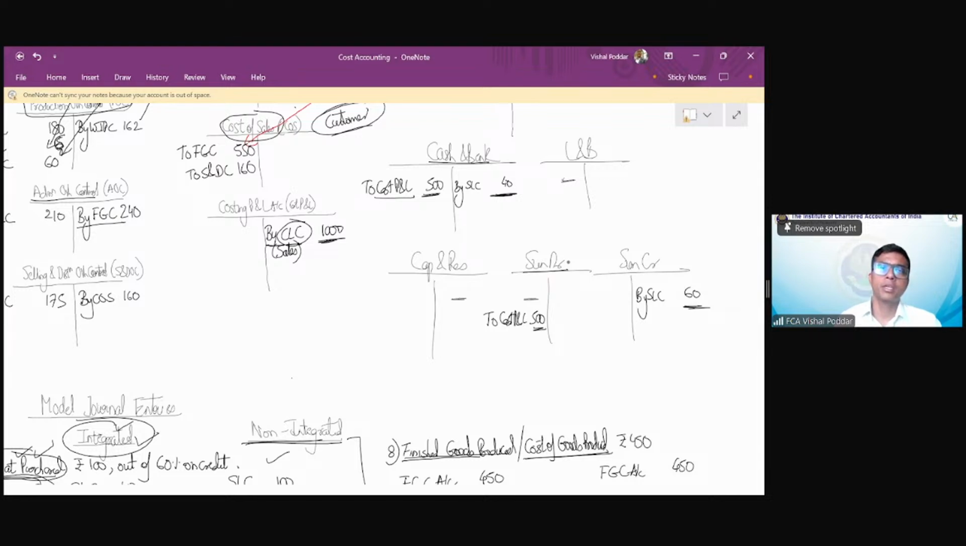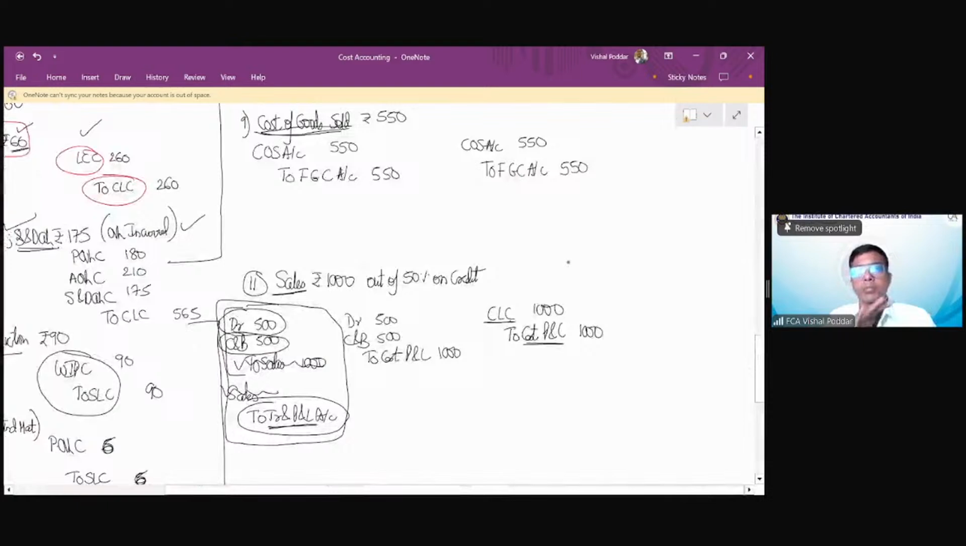So effectively, the sales entry will be credited to your cost P&L, the entire sales amount, and the corresponding debits would be in the account that depends upon the method of cost accounting you are following, whether integrated or non-integrated. Generally, it is non-integrated, so it will go to the CLC account. This is fine. Now, technically, your entries will be over here.